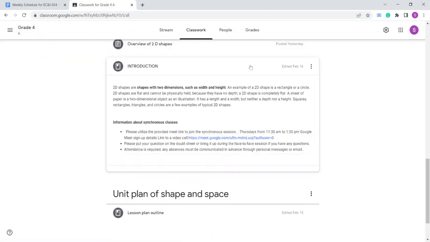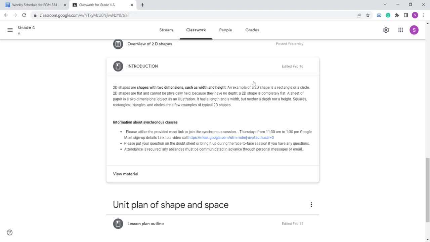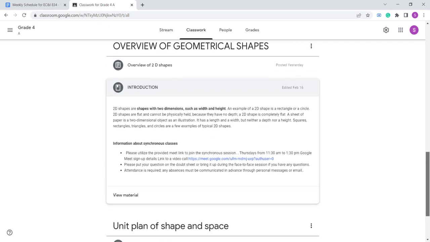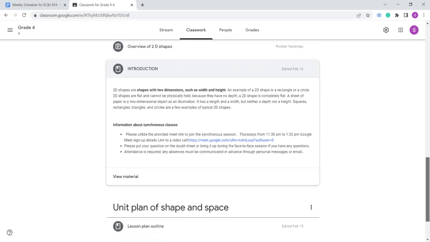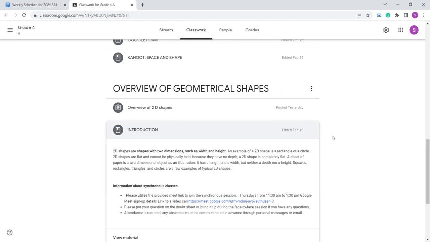And here is a small introduction. In this small introduction I added the definition of the 2D shape and the guidelines for the students. This is the synchronous session that is always on Thursdays from 11:30 to 1:30. And if the students want to meet, and if they have any doubt, then they can also interact with me face to face. And attendance is mandatory for this course.